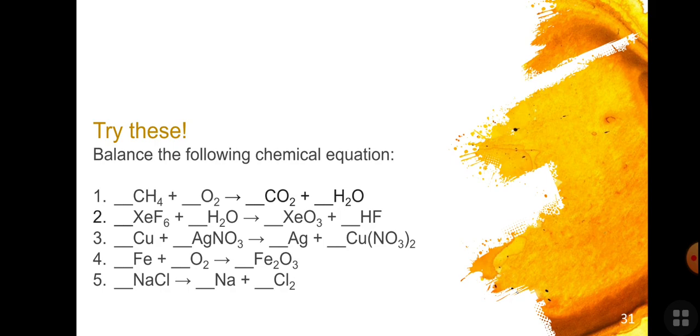Okay. So, for number 1, ang atin pong sagot is, we put the coefficient 2 in front of O2 and 2 in H2O. So, yun po yung ating chemical equation. Then, for number 2, 3 for H2O and 6 sa HF. Number 3, 2 sa AgNO, 2 sa Ag. Number 4, we have the coefficients 4, 3, and 2 consecutively in each of the following components. Then, number 5, 2 NaCl and 2 Na. Now, all our chemical equations are balanced.